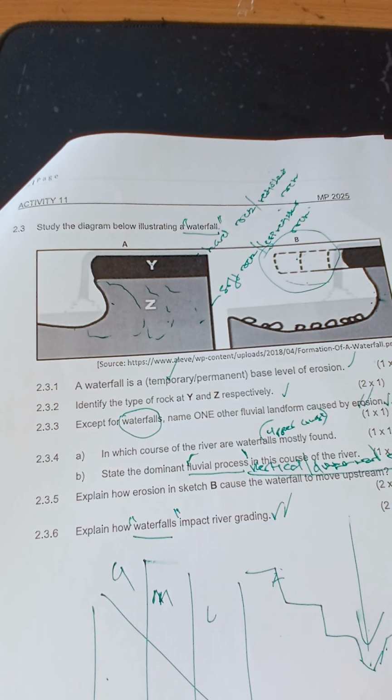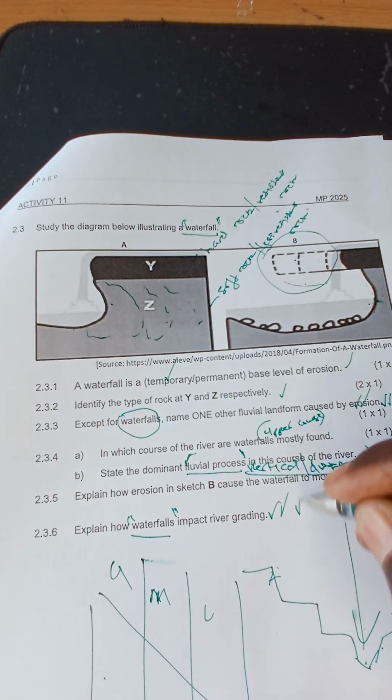Waterfalls create nick points, which are abrupt changes in the river's gradient profile. Nick points can lead to increased erosion and formation of features like gorges and terraces, changing the river's overall slope and its path towards a more graded profile, which means that even if it was graded, it becomes ungraded. That's basically what we are talking about.